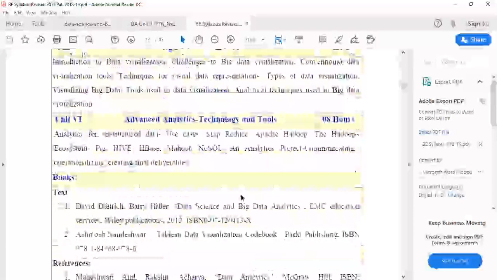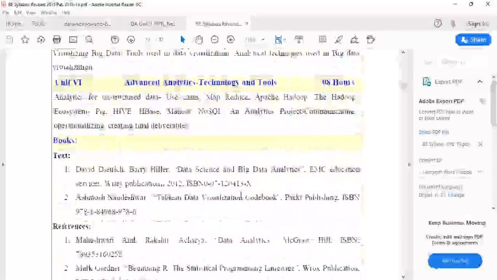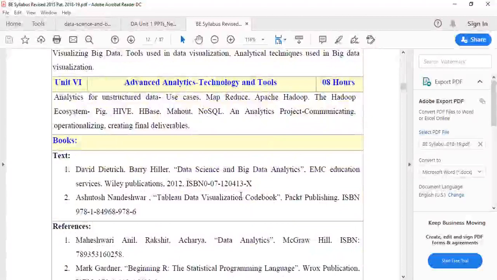Then we will see the reference books and textbooks for data analytics. First textbook is sufficient for the first 2 units. Data Science and Big Data Analytics is sufficient for the first 2 units. You can easily get a free PDF copy of this book.